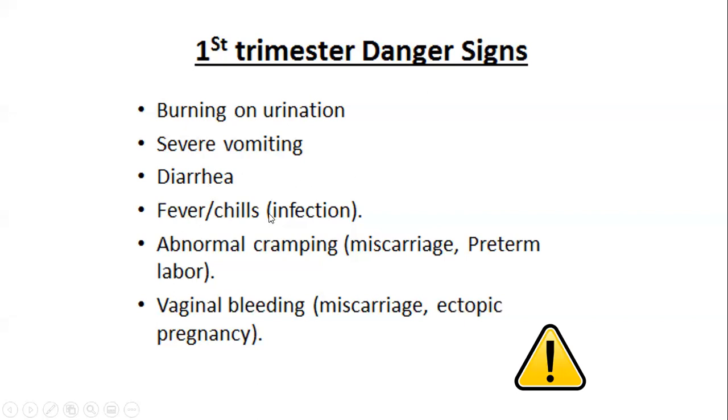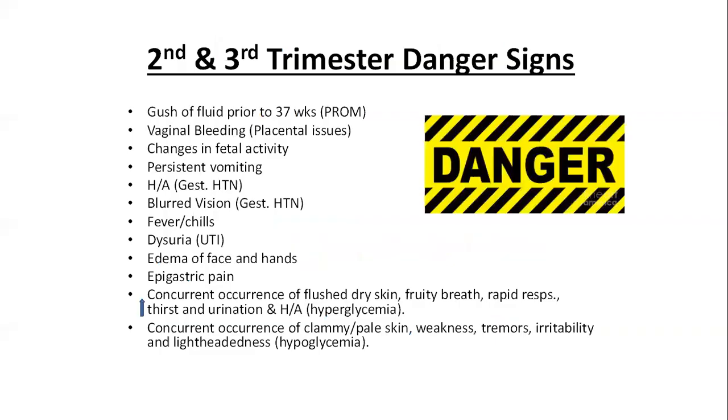Fever and chills indicate infection. Abnormal cramping may mean miscarriage or preterm labor. Then vaginal bleeding: if a mother continues the pregnancy, she would be amenorrheic, with no menstruation, so if bleeding is there, this is a danger. Vaginal bleeding may indicate miscarriage, or maybe ectopic pregnancy, who knows? We need to evaluate.